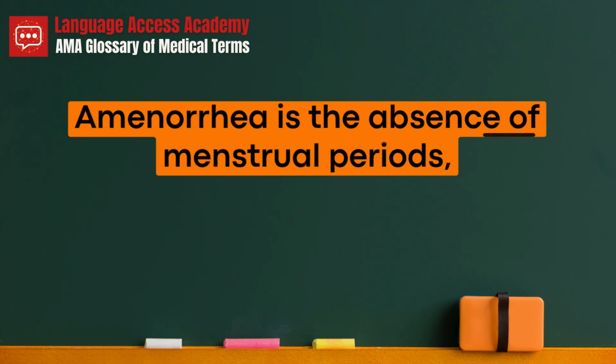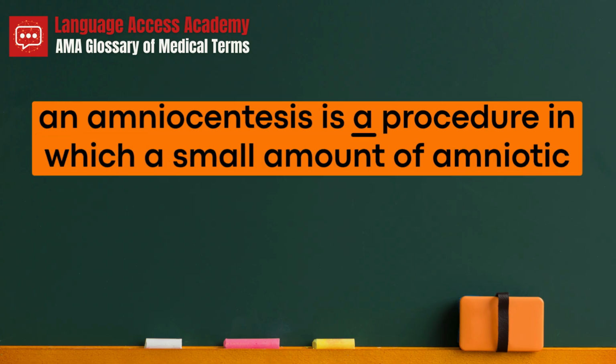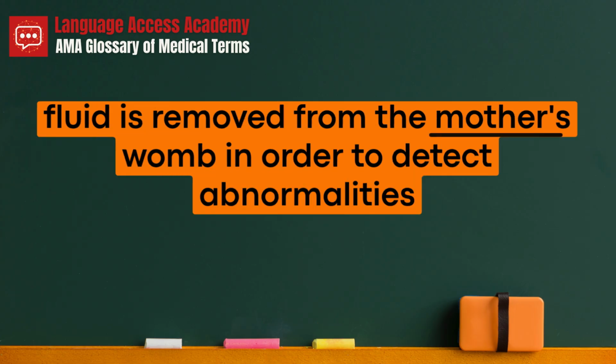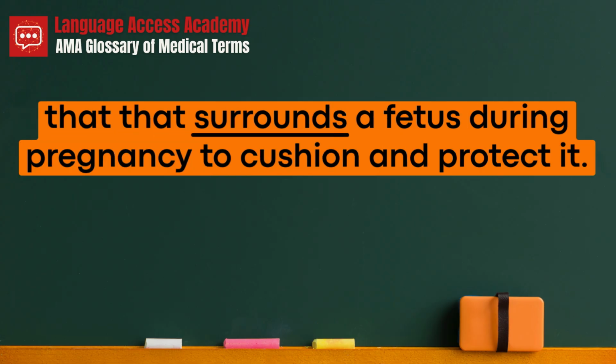Amenorrhea is the absence of menstrual periods, occurring either after or before menstruation has normally begun. During pregnancy, an amniocentesis is a procedure in which a small amount of amniotic fluid is removed from the mother's womb in order to detect abnormalities of the fetus. The amniotic fluid is the clear fluid that surrounds a fetus during pregnancy to cushion and protect it.